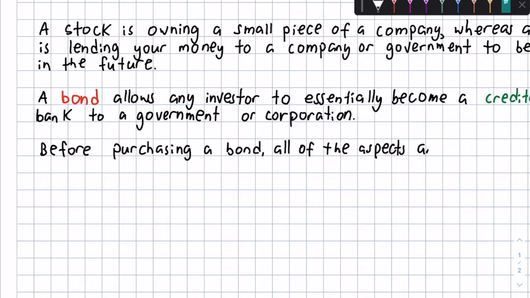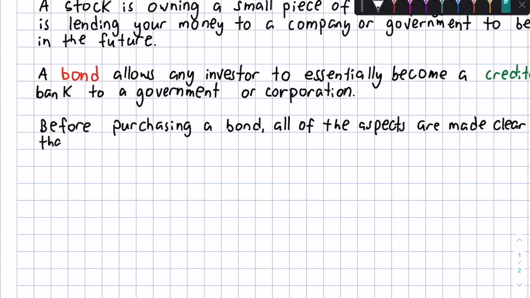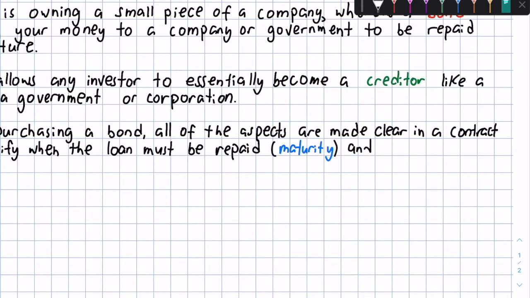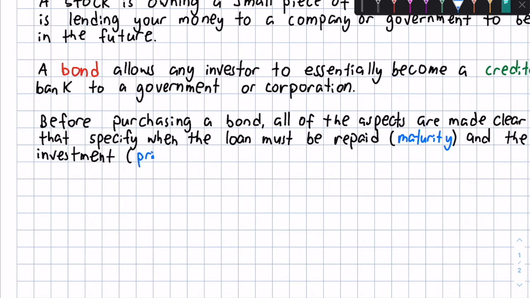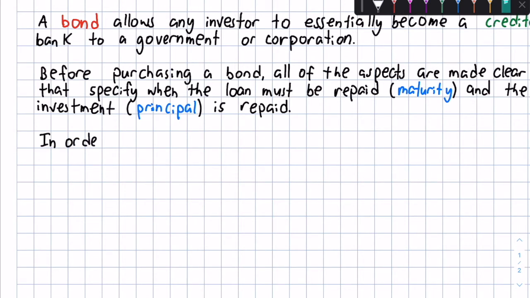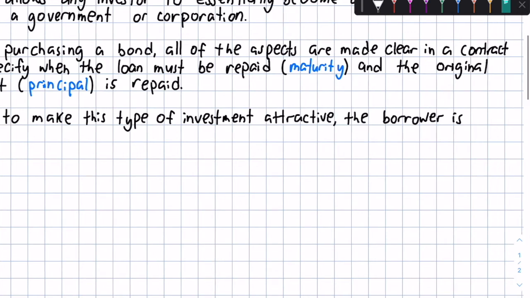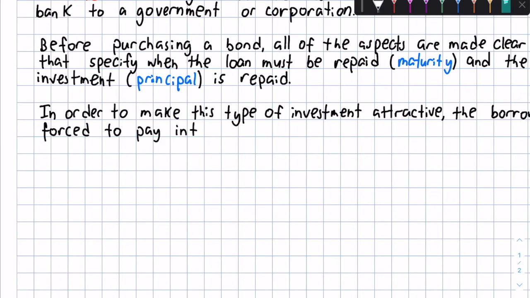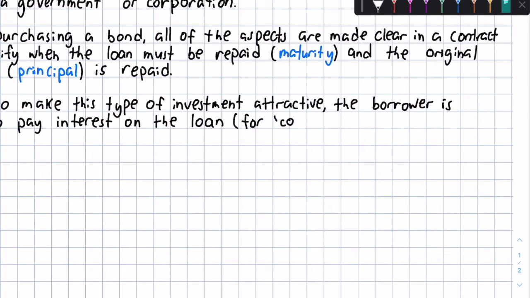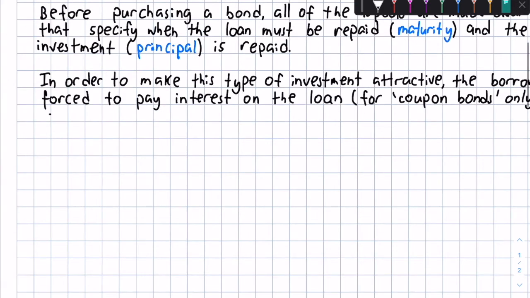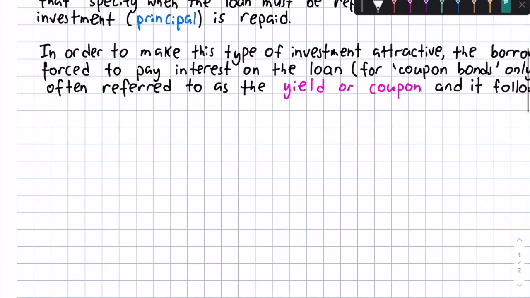Before purchasing a bond, however, all the aspects are made clear in a contract, and this specifies when the loan must be repaid, called the maturity date, and the original investment or the principal must be repaid, and this value is also laid out. In order to make this type of investment attractive to investors, the borrower is forced to pay interest on the loan. So this is the corporation or government, and this is only for coupon bonds. This is often referred to as the yield or coupon rate, and it follows that such bonds are called coupon bonds. This means they pay an interest.